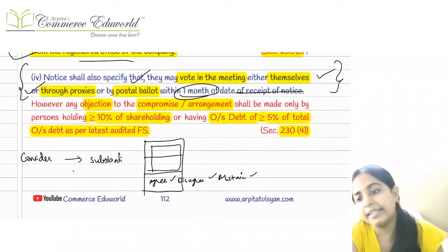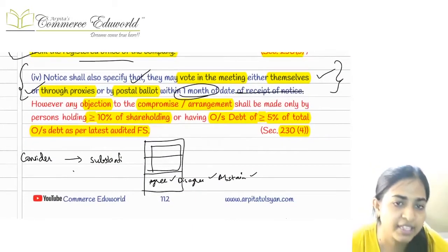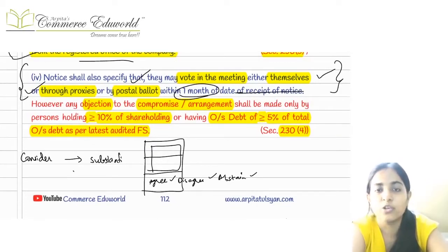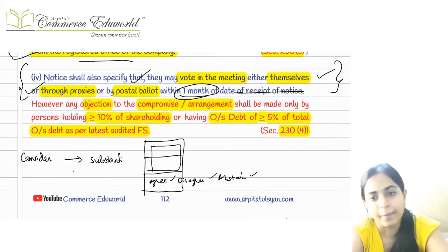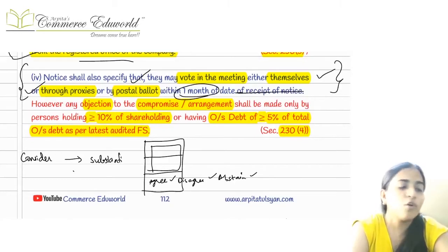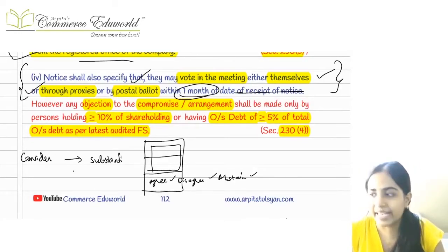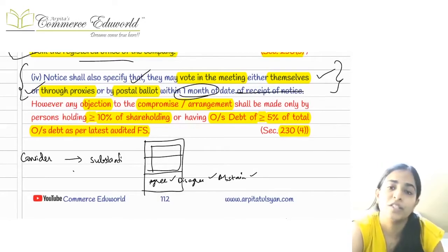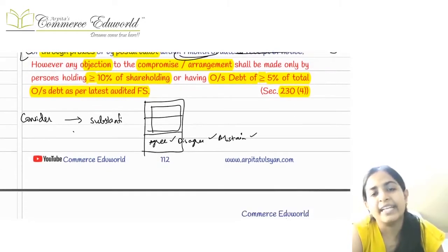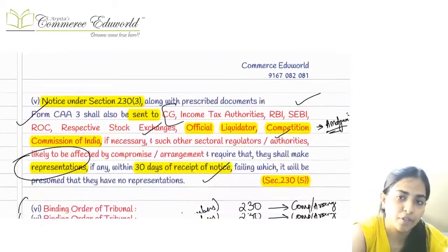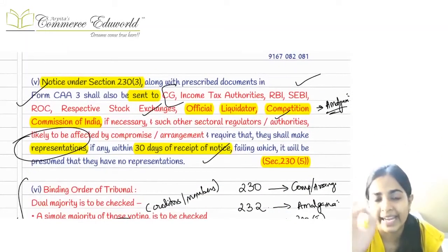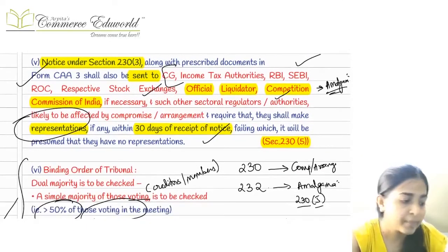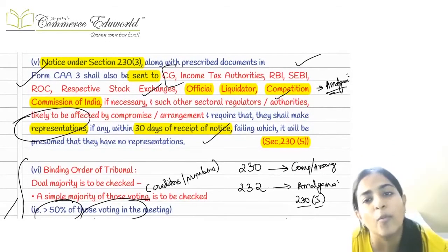Once the notice is given, they can vote for this particular resolution, that is, for this compromise or arrangement. If they want to raise any objections, the objections can be raised. In the case of shareholders, objections can be raised by those holding at least 10% of the shareholding. In the case of debt, they can be raised by those holding at least 5% of the total debt. Only then are we going to consider their objections. Otherwise, we can go ahead. Also, we are going to raise the objections from all our regulators.